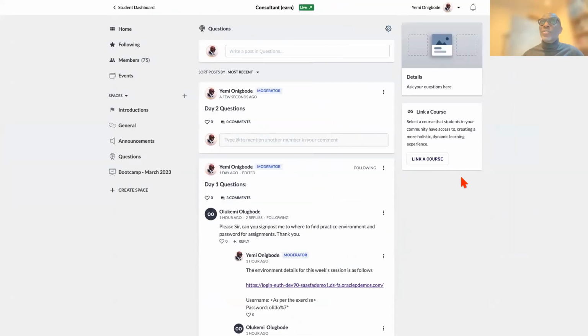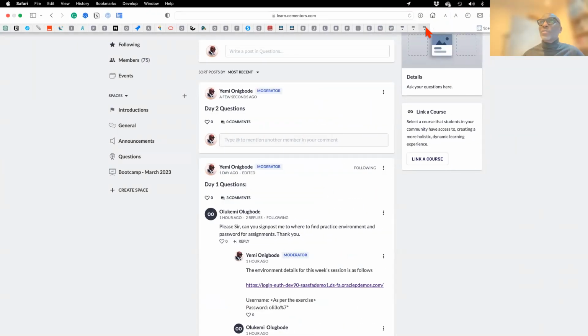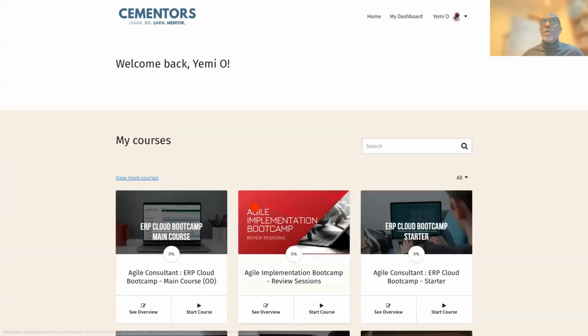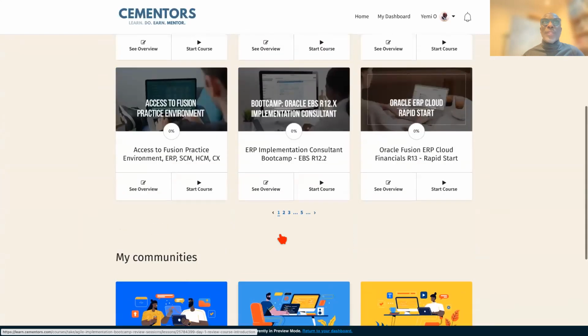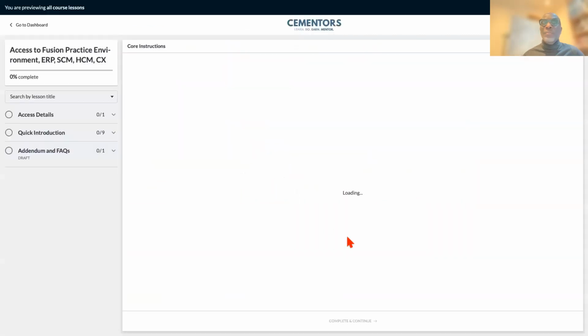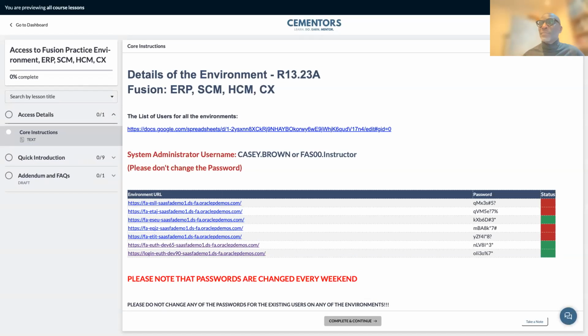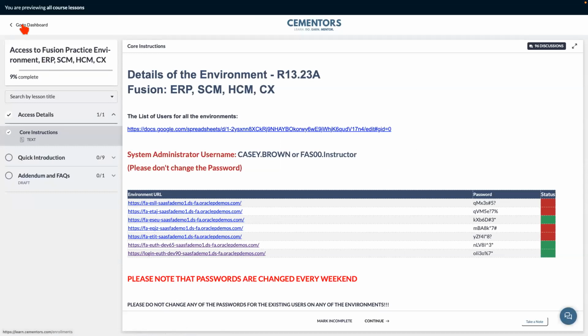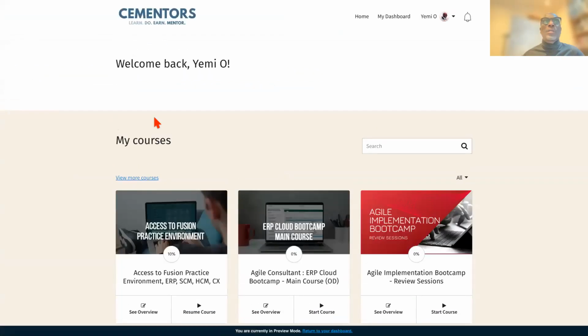Yeah, it's meant to reference where you got to. So I believe you're talking about when you're going through the course areas. You're talking about this bit here. Okay, so let's go back to dashboard.